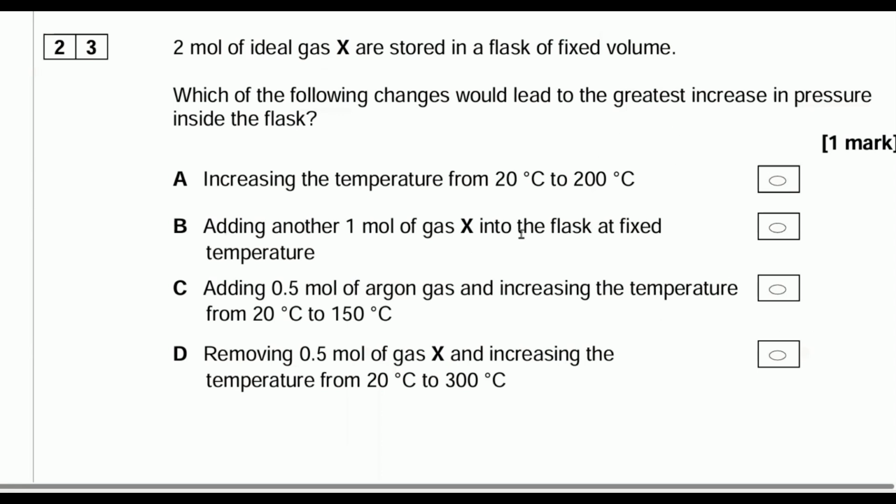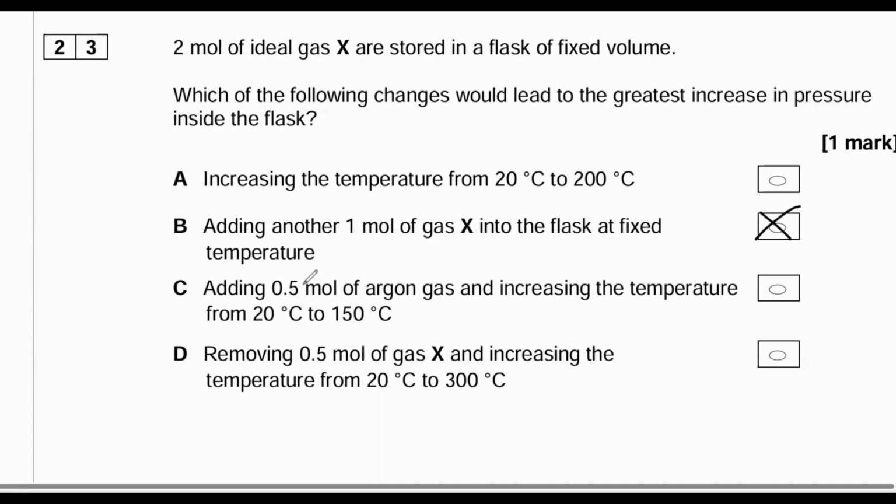Adding 1 mole of the gas into the flask at a fixed temperature. So they haven't increased the speed of the particle collisions, but they've increased the number of particles by 50%. 50% increase in particles, whereas here they've increased the temperature 10 times. So I think that is going to be a bigger factor on temperature than that. So I'm definitely going to get rid of B.